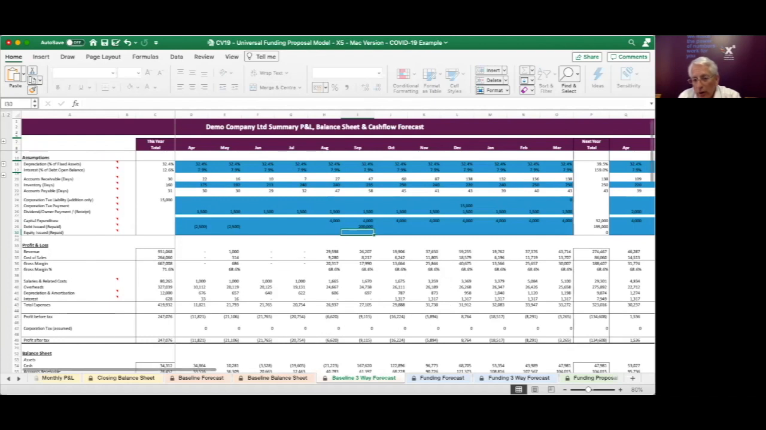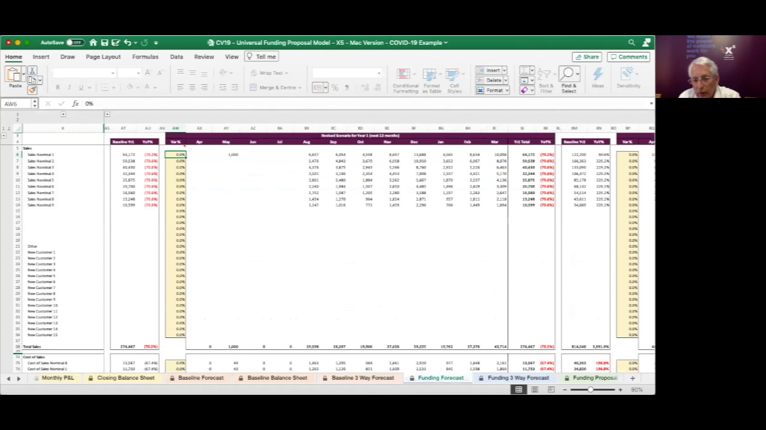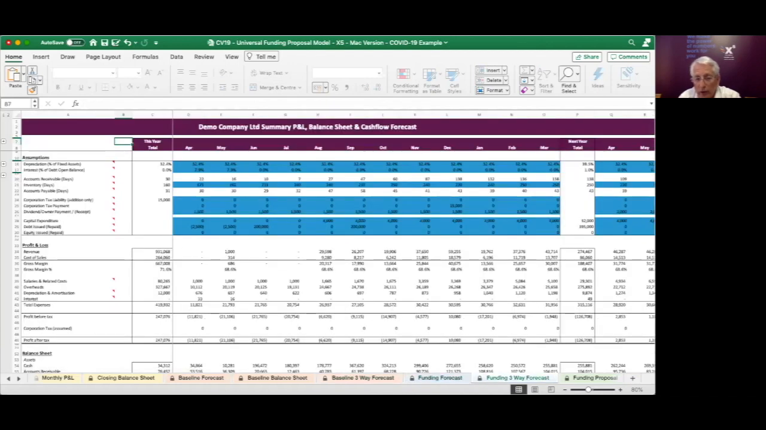Now, we've got two more tabs here. Funding forecast, which is exactly what we've seen, and funding three-way forecast, which is exactly what we've been looking at. And you'll see this has already got the 200,000 in there. This is to show that maybe as a result of having that extra 50,000, we might spend some more money on marketing, for example, which is going to create a bit more income. This allows us to change the figures and say, these changes are as a result of us entering in this money. So we'd leave our baseline forecasts exactly the way they were.